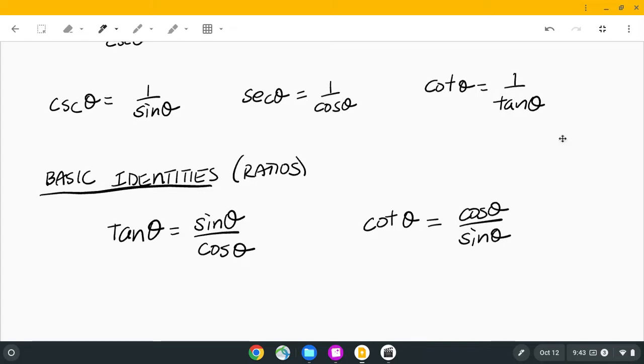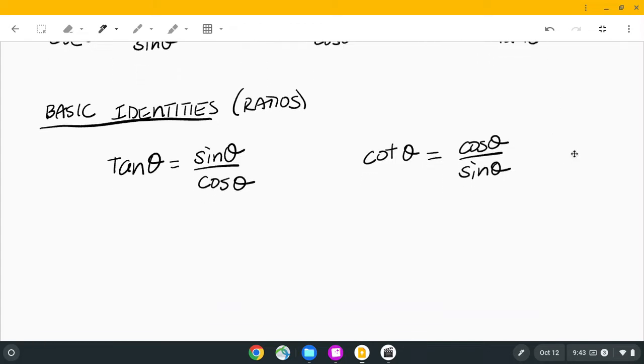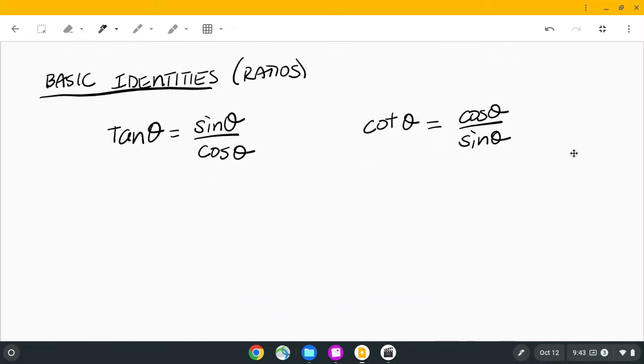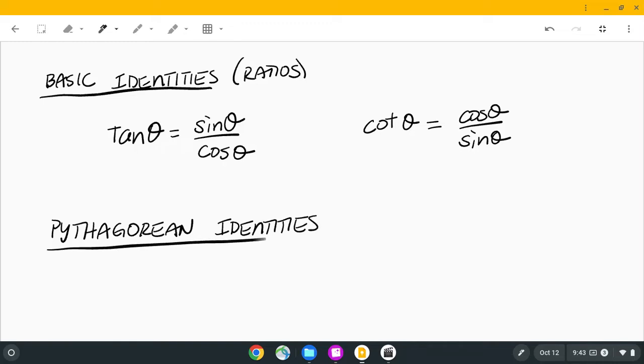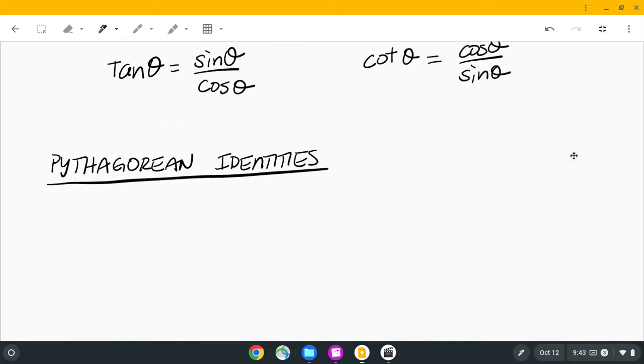So we have these basic identities, and then we have the Pythagorean identities, which we covered early on. We have 3 of them. We have sine squared plus cosine squared equals 1. So we have this one here.